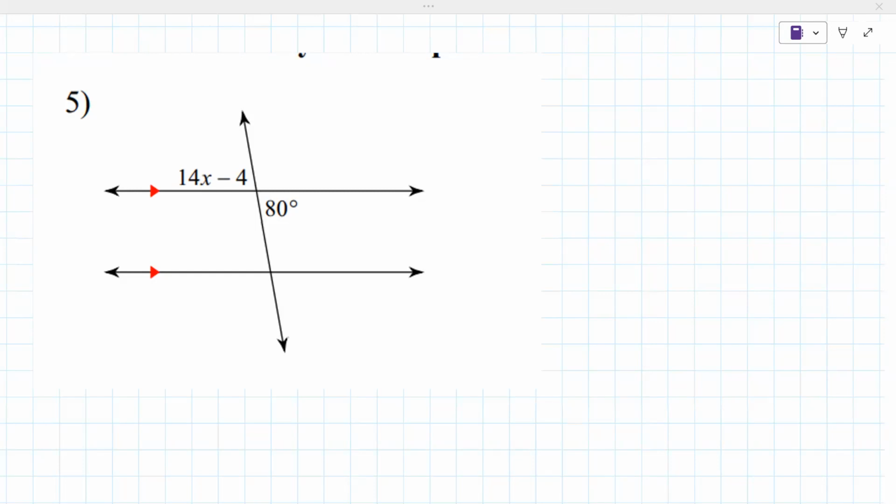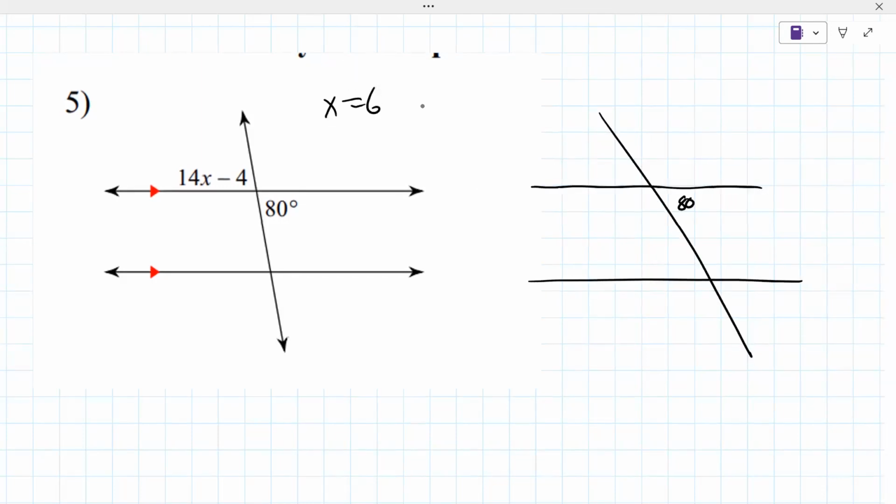Oh, wait, is it x equals 6? Let me take a look here. Yes, x does equal 6. Very good. So if I were to redraw this, it'd be 80. Now that shouldn't surprise you because they're congruent.